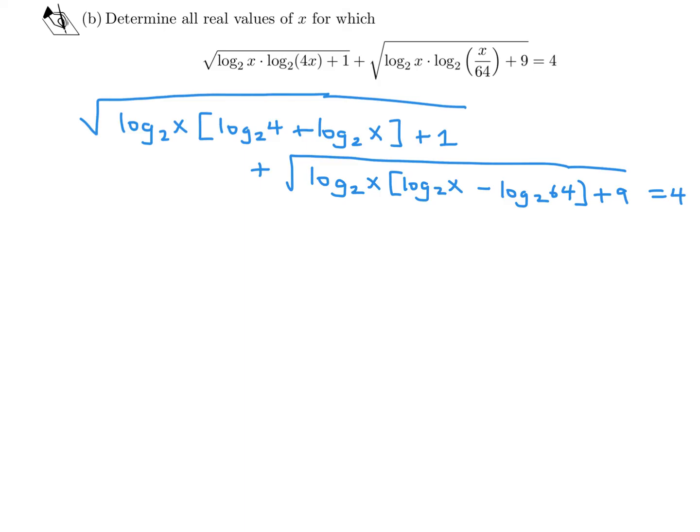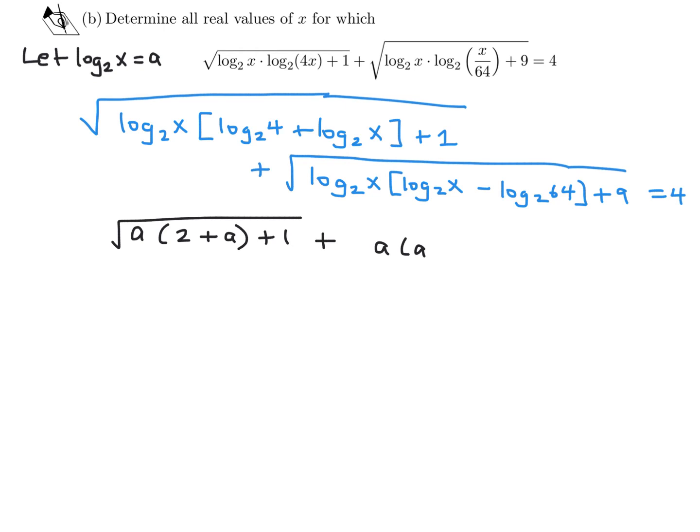Okay, so to make things a little bit easier, I am going to let log of x to the base 2 equal a, and then substitute that everywhere. So that's going to be a times a, oh, hold on here. Log 4 to the base 2 is just 2, plus a, got to make sure I do this right, plus 1. And then this guy is a times a. 64 is what? 2 to the power of 6, right? So that's going to be minus 6, I believe. Plus 9, and then equals 4. So as you can see, it's a little bit cleaner.